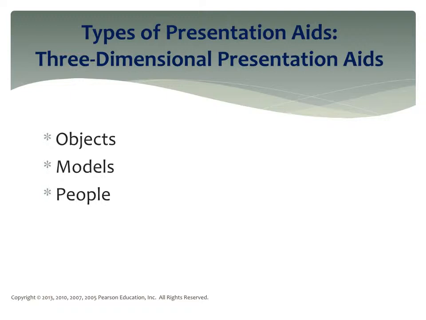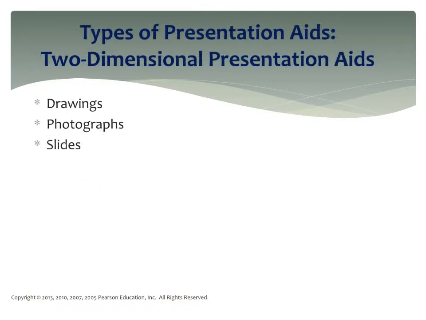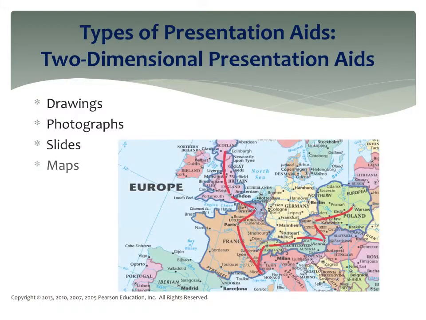There are several types of presentation aids. There are three-dimensional aids such as objects, models, or people. And there are two-dimensional presentation aids such as drawings or photographs. And here's where part of the caution comes in. They must be large enough to be seen. Slides, which usually are larger, are easier to see.